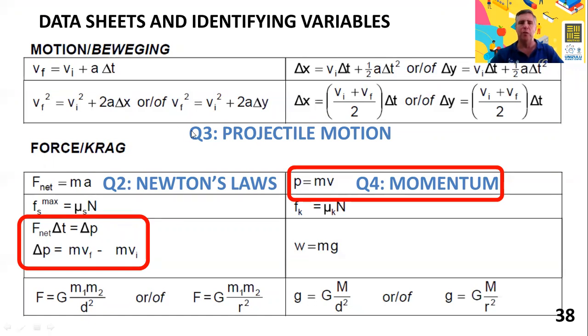If you turn to page 38, you'll see the second section of equations is called force, and it contains the equations for question 2 on Newton's laws, but also for question 4 on momentum. And there's three equations we're going to look at: the definition of momentum, P equals mv, the change in momentum, delta P equals mv final minus mv initial, and the impulse momentum theorem.